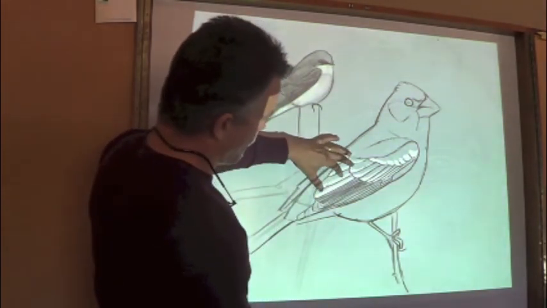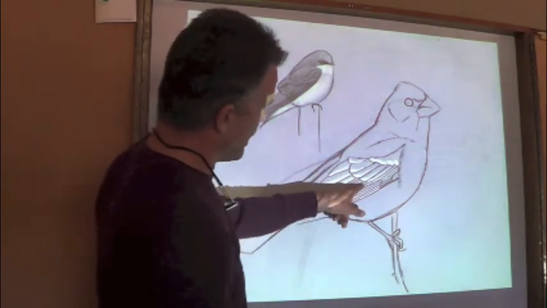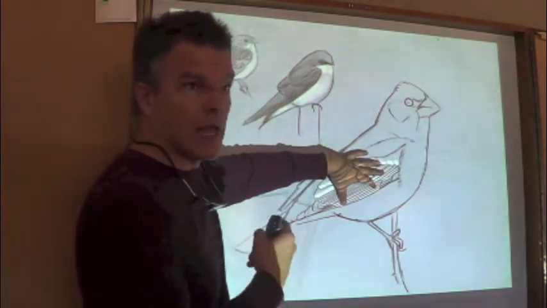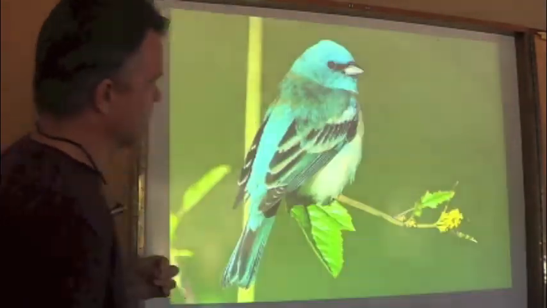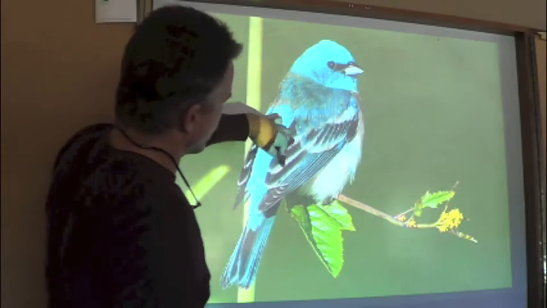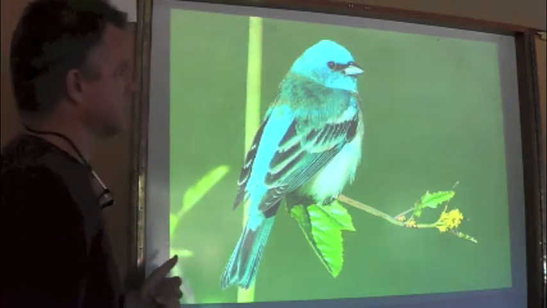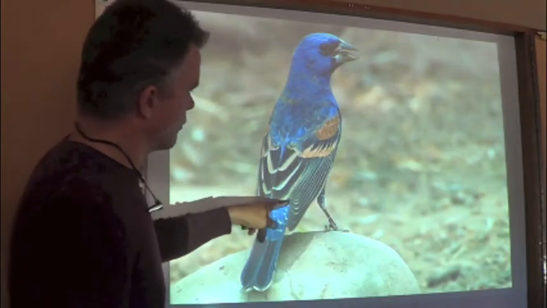These tertials can have little white edges on them. You can also get white edges on, or pale edges, as we saw on that flycatcher feather. Right? You put those together, so wing bars and tertial edges that are paler, and you have patterns like this. Isn't that cool? So, wing bars, tertial edges. Wing bars, tertials.